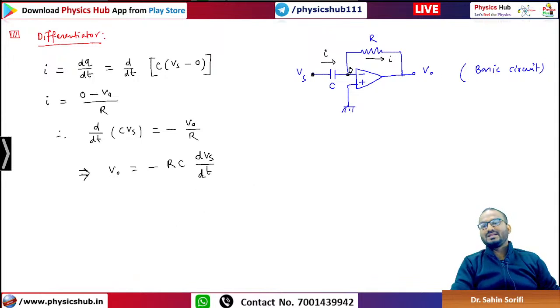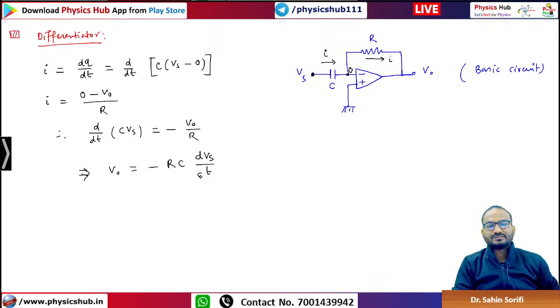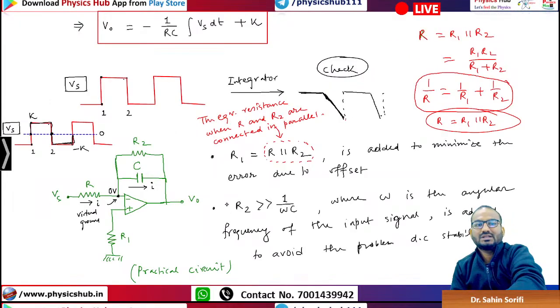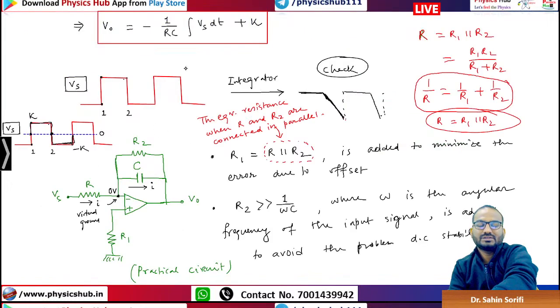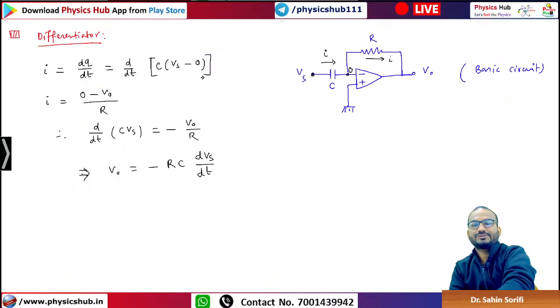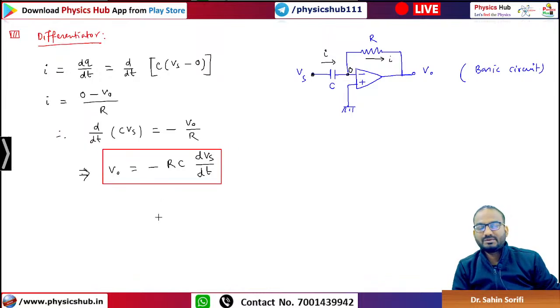So this OPAMP is giving an output which is the differentiation of the input voltage. That is why this is working as a differentiator. In the previous case also, the output voltage of this OPAMP was integrating the input voltage. That is why it was acting as an integrator circuit. Understood? So this is the main formula. It is quite easy to remember, right?